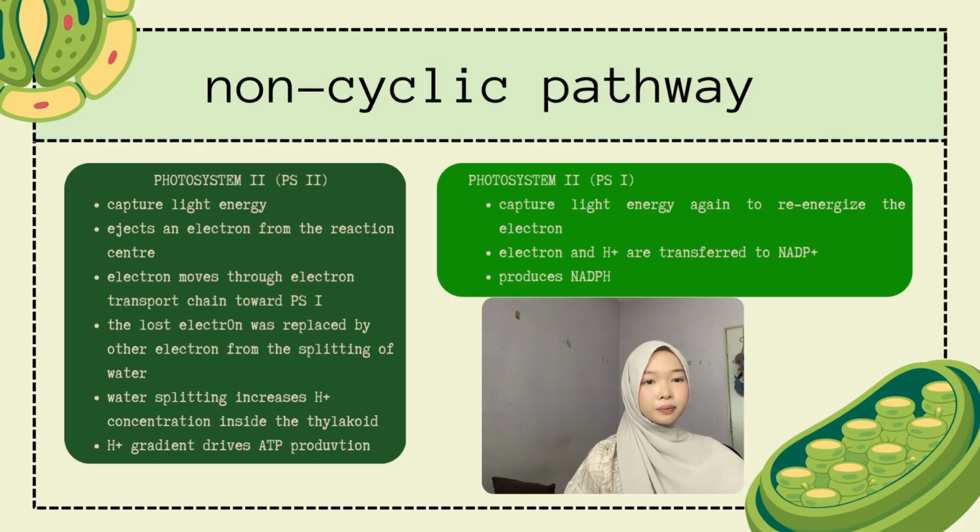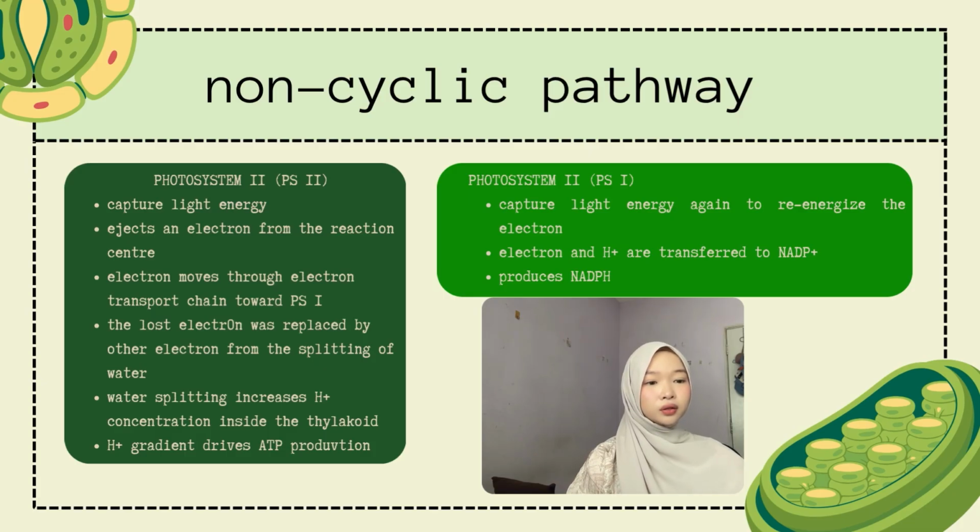In the non-cyclic pathway, the process begins with photosystem 2 absorbing light energy. This energy excites electrons, causing them to leave the reaction center. These electrons then travel through the electron transport chain towards photosystem 1. To replace the lost electrons, water molecules are split, releasing oxygen and hydrogen ions. As electrons move through the transport chain, energy is released and used to pump hydrogen ions into the thylakoid space.